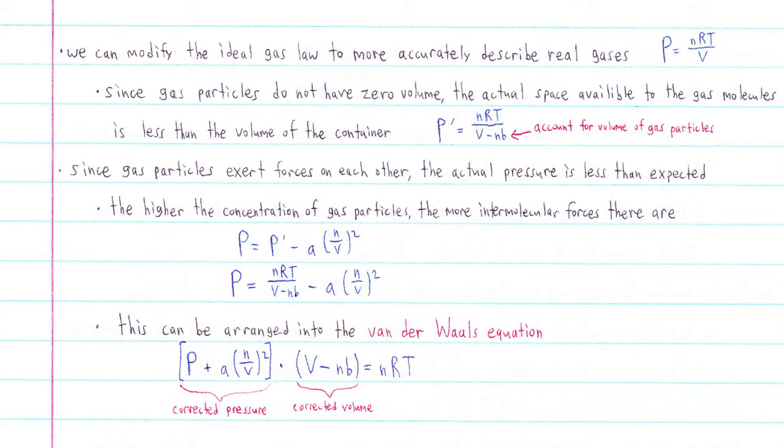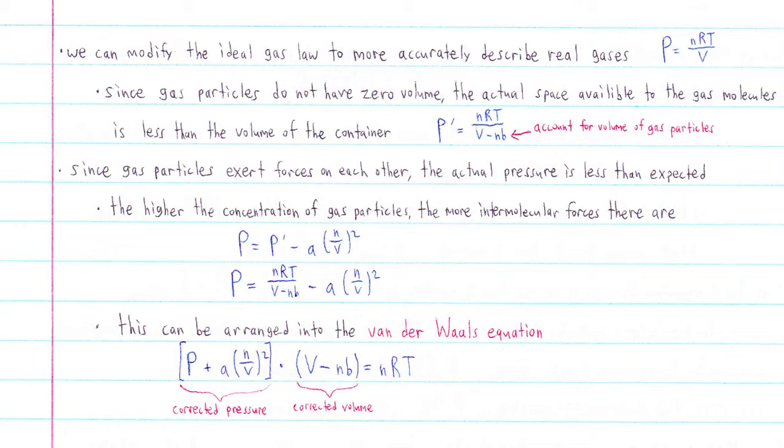And so we can represent this new volume with V minus nB, where n is the moles of the gas and B is some constant that you would have to find through experimental data. So we can rewrite the ideal gas law using this new expression for volume. And then next we need to correct the pressure.